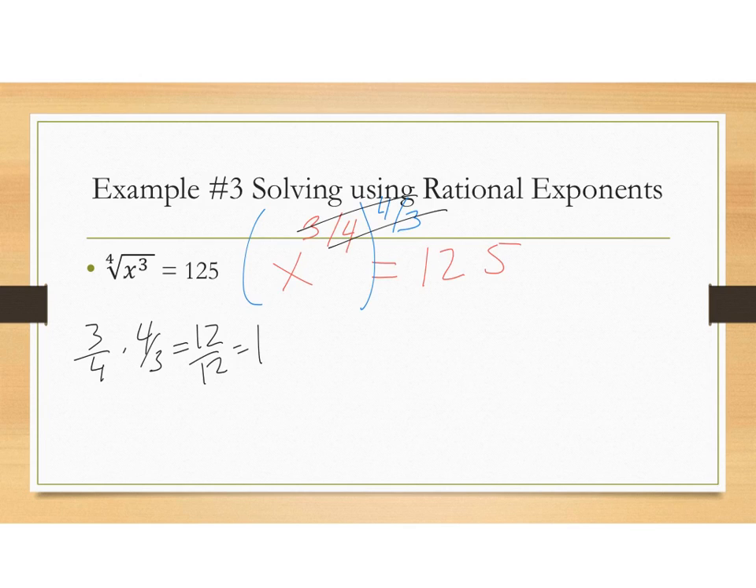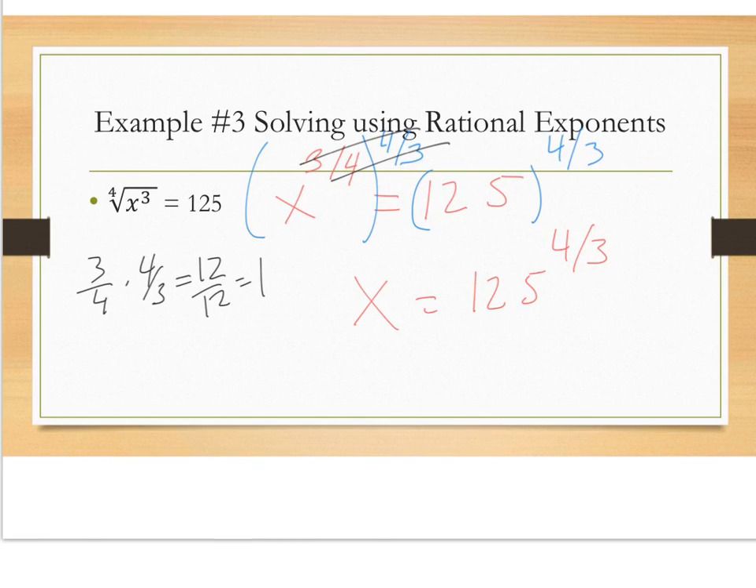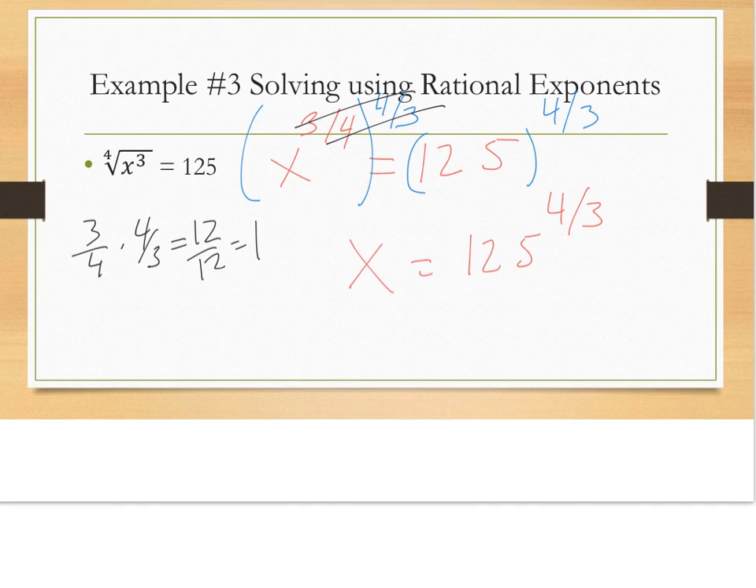Whatever I do to one side of the equation, though, I must do to the other side. I need to raise the 125 to the 4/3 as well. What I have now is x all by itself, equaling 125 to the 4/3. Now I need to focus on simplifying 125 to the 4/3. I'm going to go back to writing it as a radical. 125 is the radicand. Power of 4, root of 3.